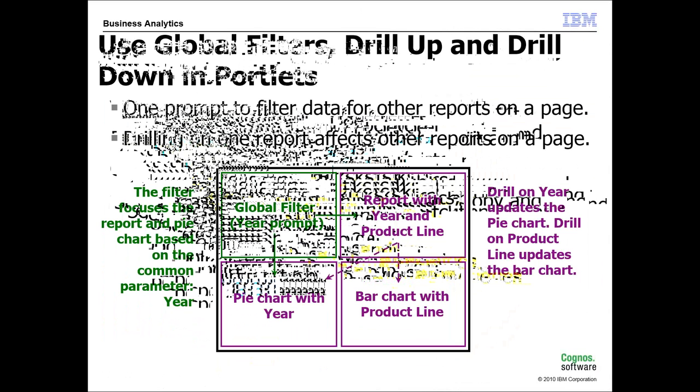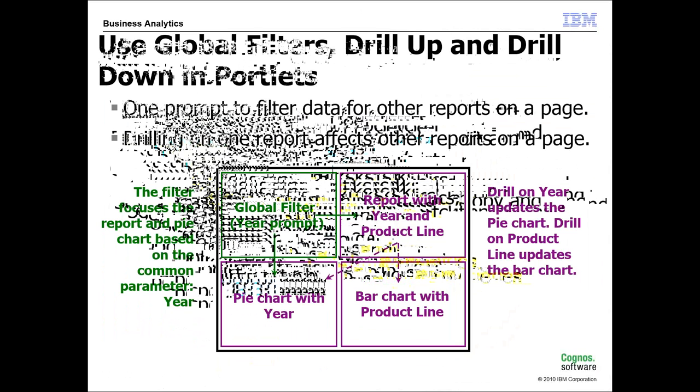We can also use global filters. So this will dynamically drill up and drill down on specific portlets. You can see in this screenshot, I have 4 different widgets there. I have a global filter with a year prompt. And we can see that year happens to be a data item that exists in both the pie chart with year, and you also have the specific report with year and product line.